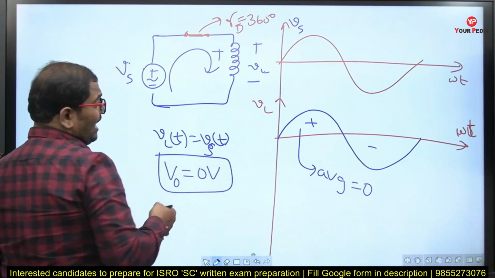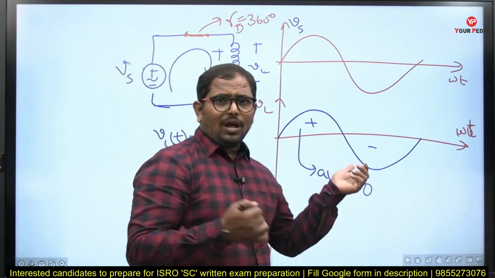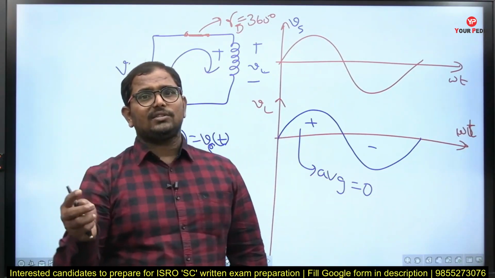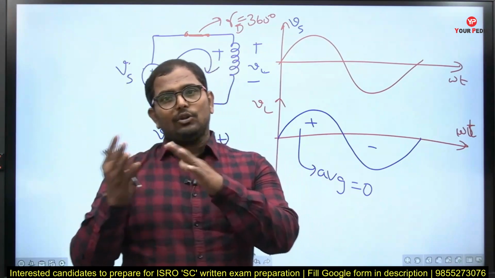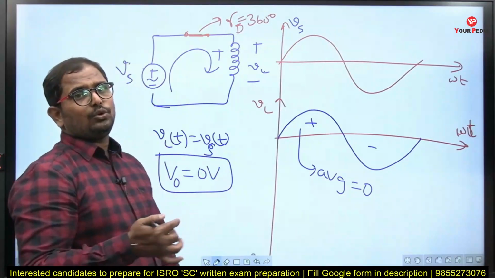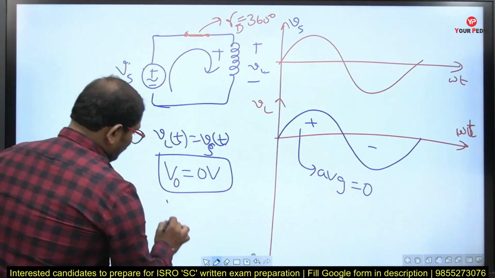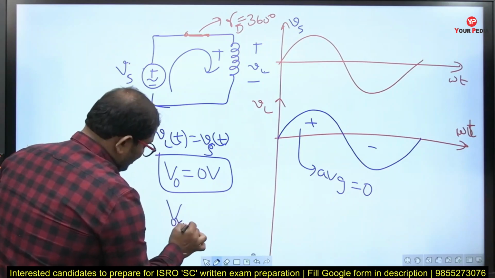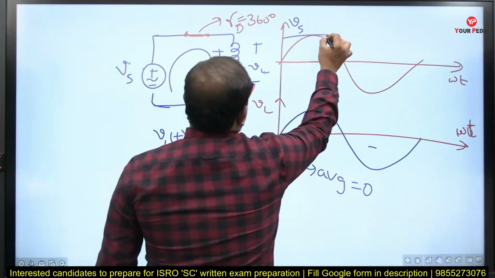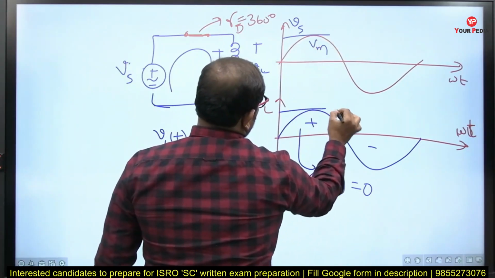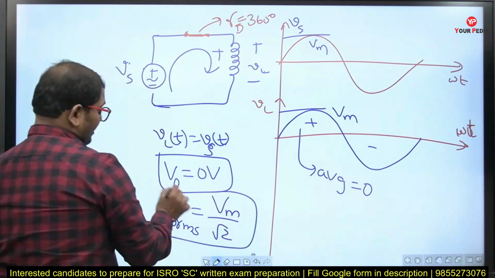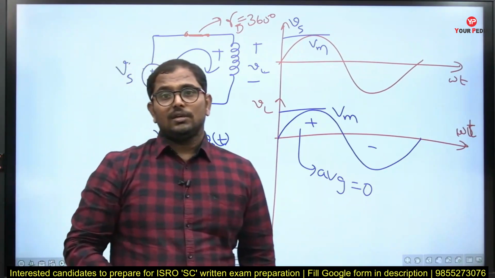What happens to the RMS output voltage? As you already know, for a sinusoidal waveform, how do you calculate the RMS? You just take the peak value and divide it by root 2, and you will get the RMS. So the RMS output voltage is equal to, what is the peak value? This one, Vm, here also Vm. So Vm by root 2. This is the RMS output voltage.